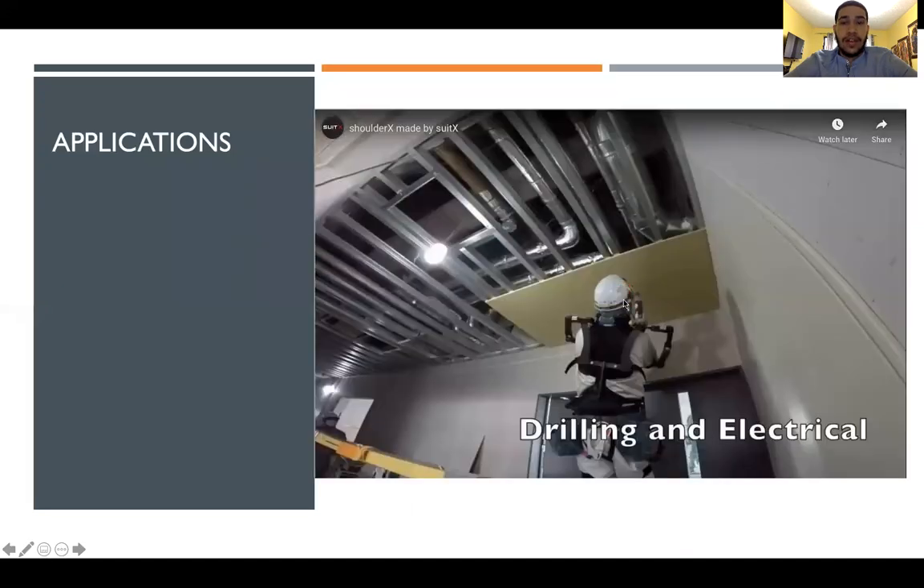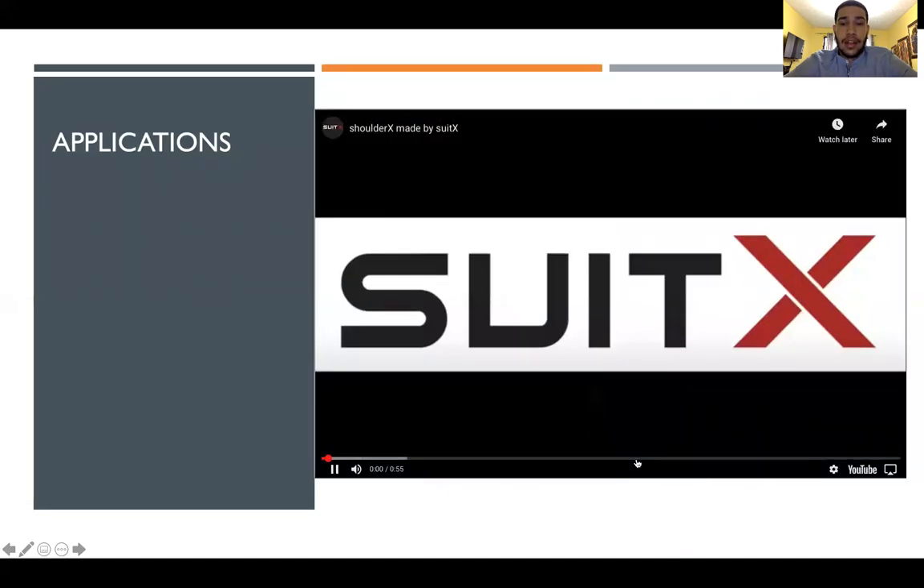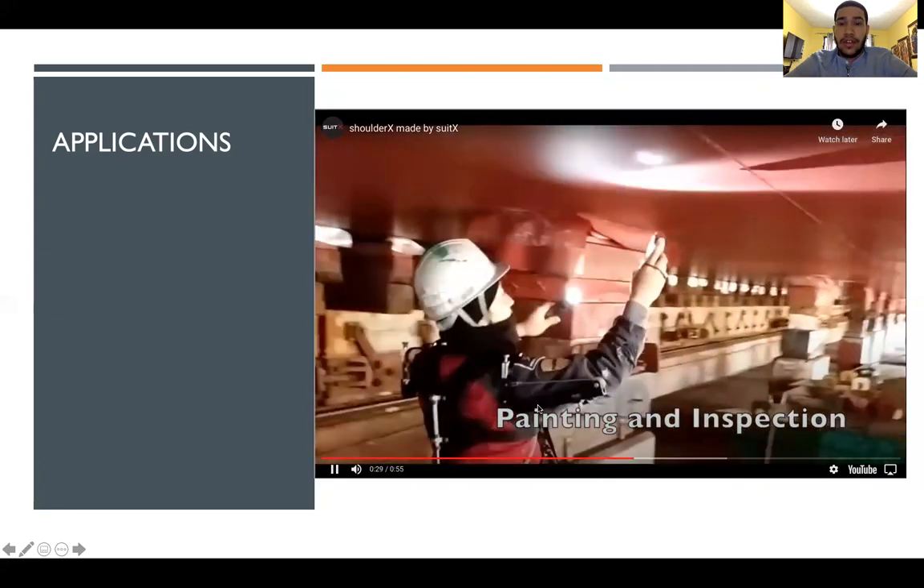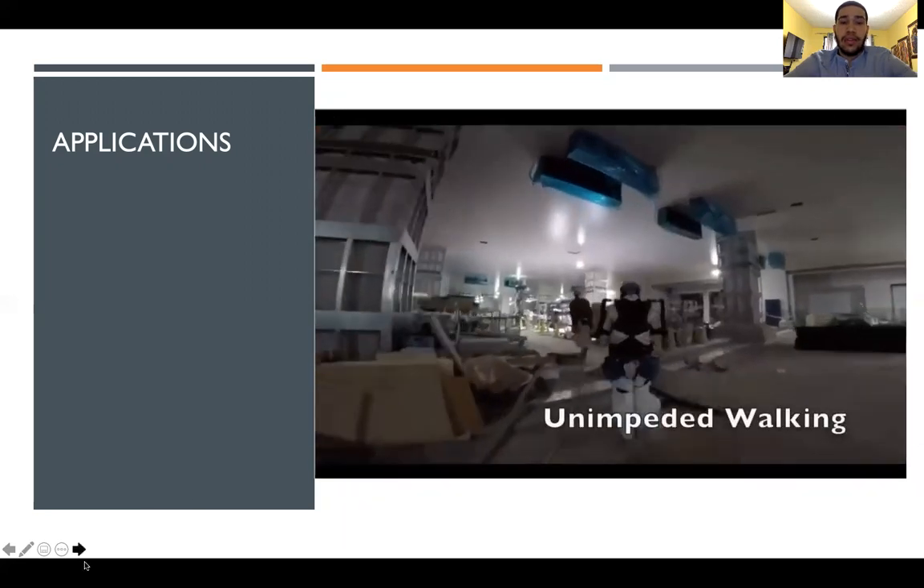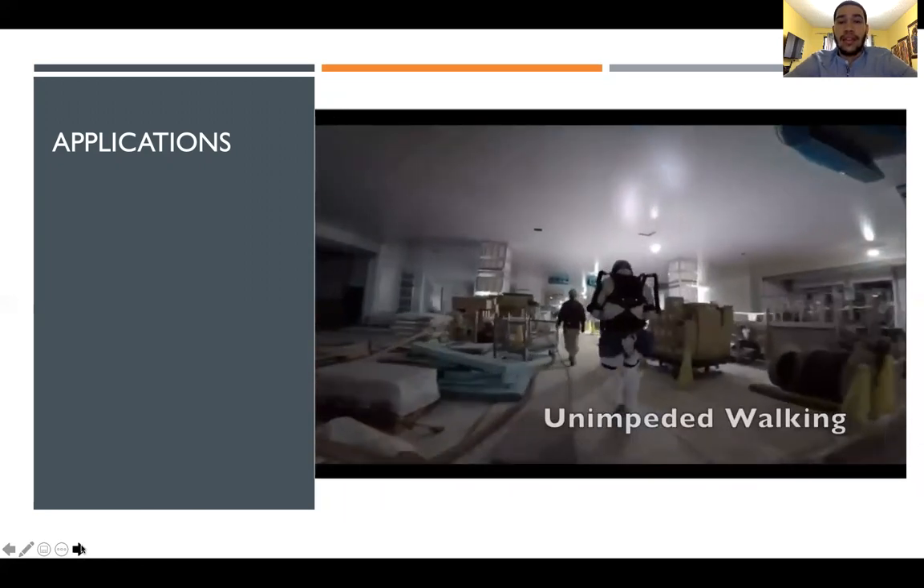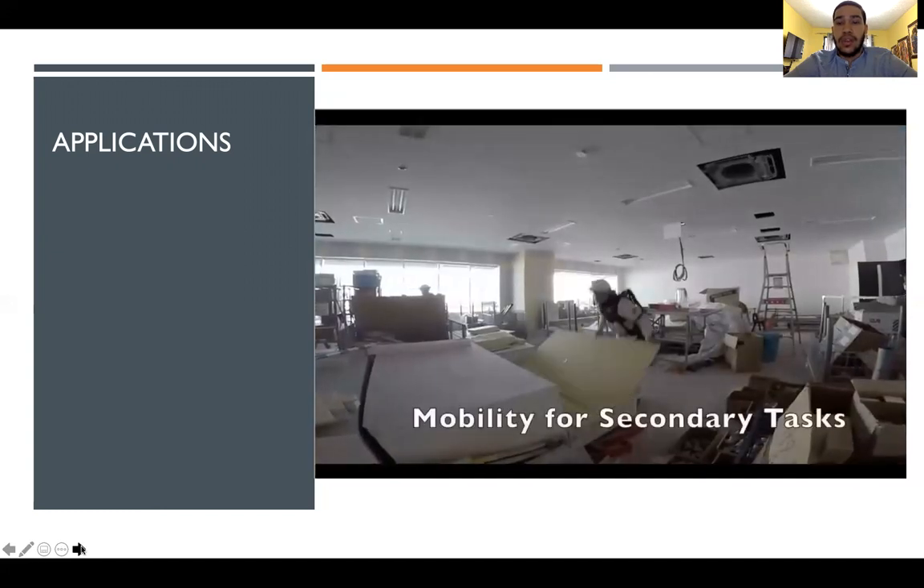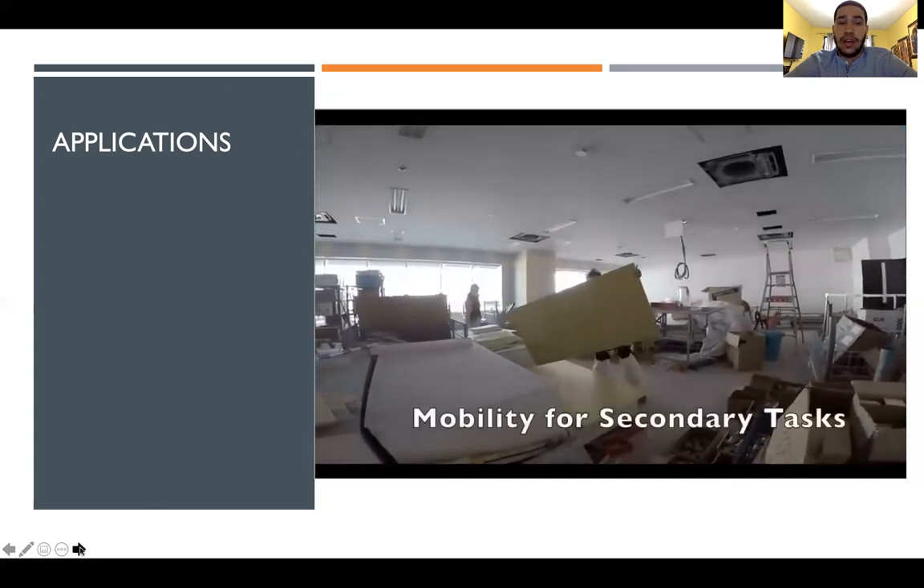There's a little video of how these exoskeletons are applied in the real world. This is a short video of a guy wearing an exoskeleton, and he is able to perform his normal work tasks as usual, just wearing these improvements to his body.